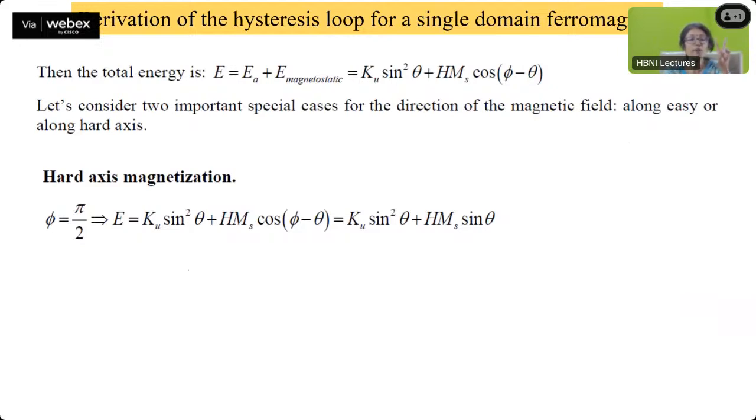Now there are two important special cases for the direction of the magnetic field. It can either be along the easy axis or along the hard axis. When it is along the hard axis, this φ value is nothing but π/2 or 90 degrees. In that particular case, when you put φ = π/2 into this equation, your E is K_u sin²θ plus H M_S sin θ.